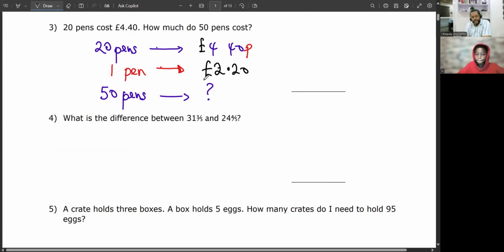So if 1 pen costs £2.20, then 50 pence will cost how much? You multiply here by 50, so you also multiply here by 50. So that's how you do it, and whatever you get is the right answer.